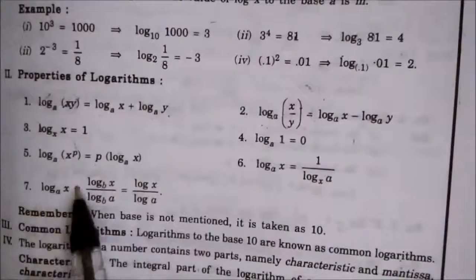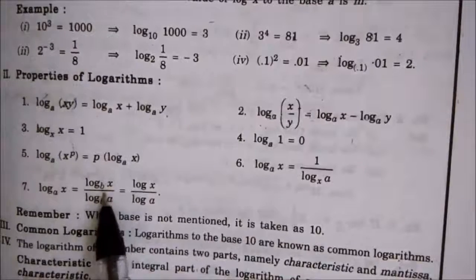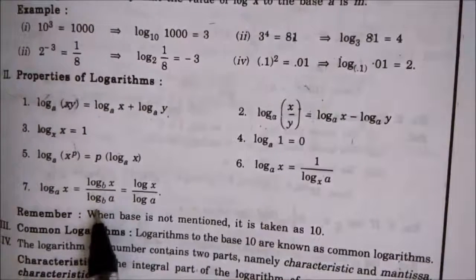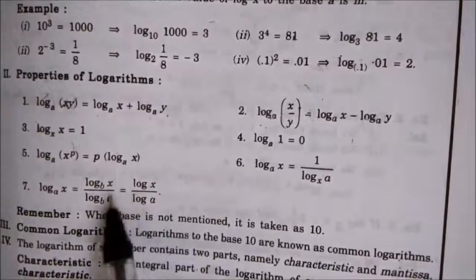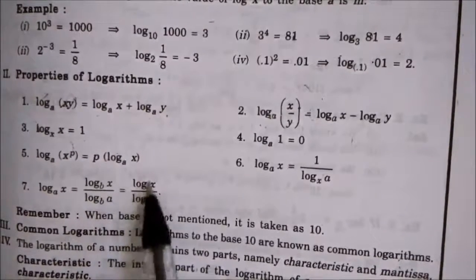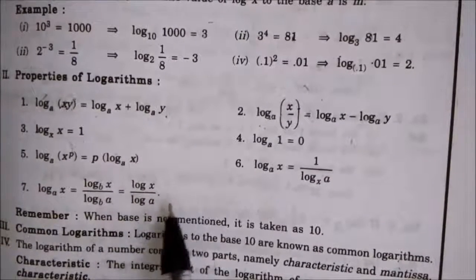And the last one is log x to the base a, which can be written as log x to the base b upon log a to the base b, which can also be written as log x by log a. Here b is common, so we can omit the b as the base, and we can simply write it as log x by log a.